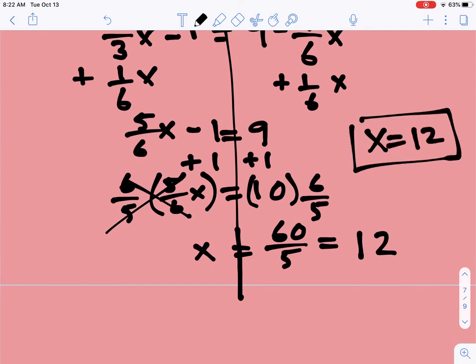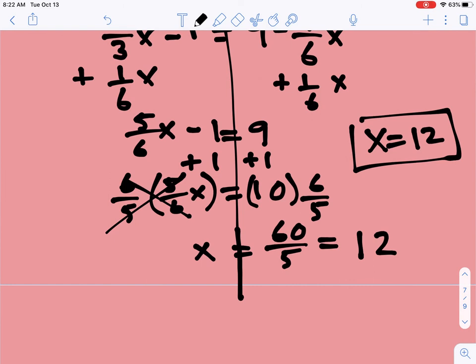You're going to follow the same process when you do all of these problems, whether you're working with fractions or decimals or whatever they are. It's always the same process. Get the variables on one side, get the numbers on the other. Now, if you decide to put the variables on the side where there's less of them, you'll still wind up with the same answer.